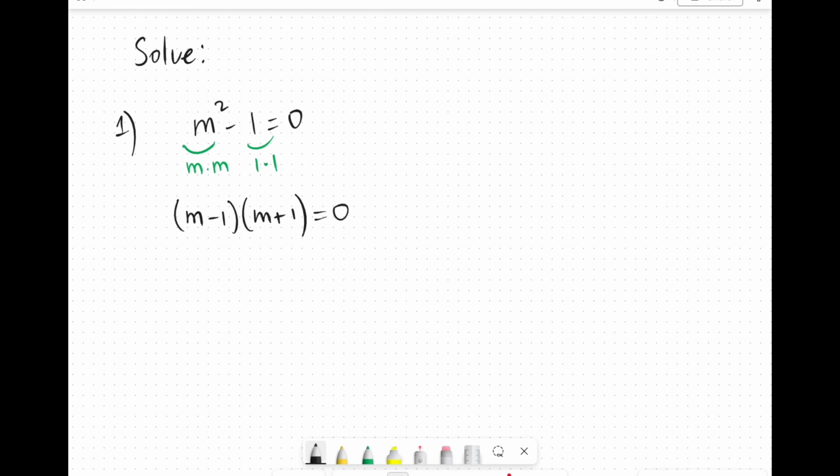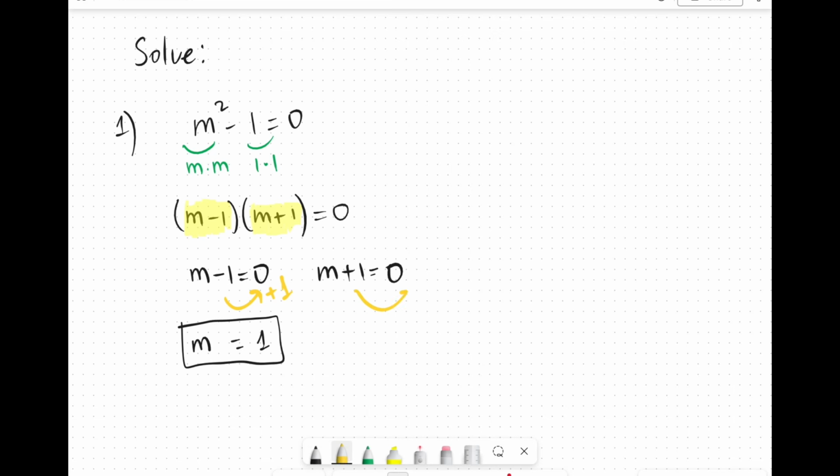Just like with all of the other factoring, when you're solving equations, take each factor and set each equal to 0, and then solve. So for the first one, take this negative 1 out to the right, and that means your first m is positive 1. And then for the second one, take positive 1 to the right, make it negative, so your m is negative 1.